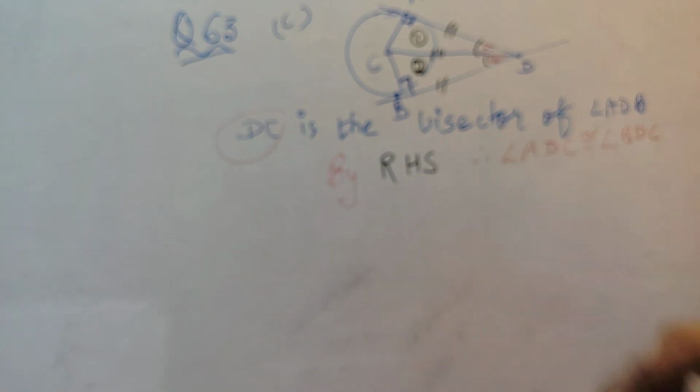So it is the bisector of angle ADB. Similarly, in the first question, the bisector was asked in the question. That is not possible. The side may be the middle point B, but DB was not the bisector in the first part. So there are three parts in question number 63, and all three parts of your answer are correct.